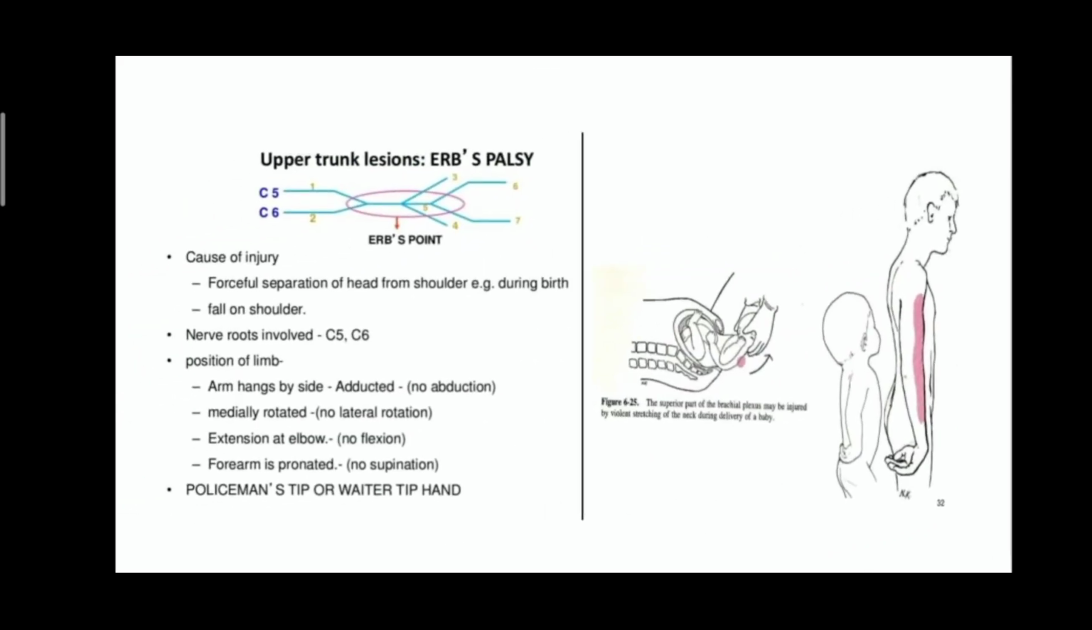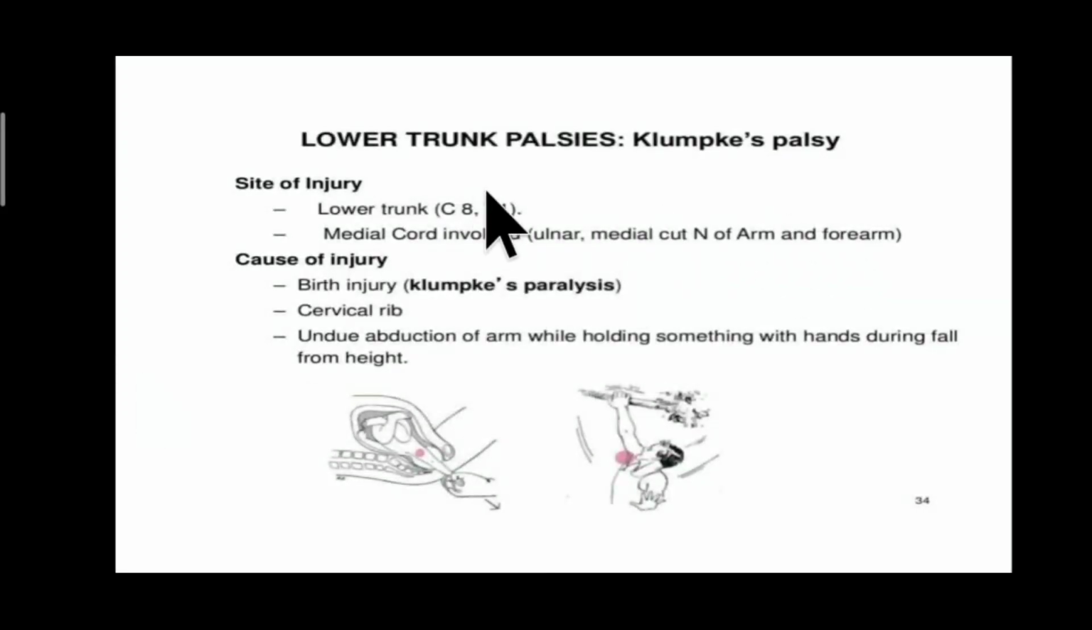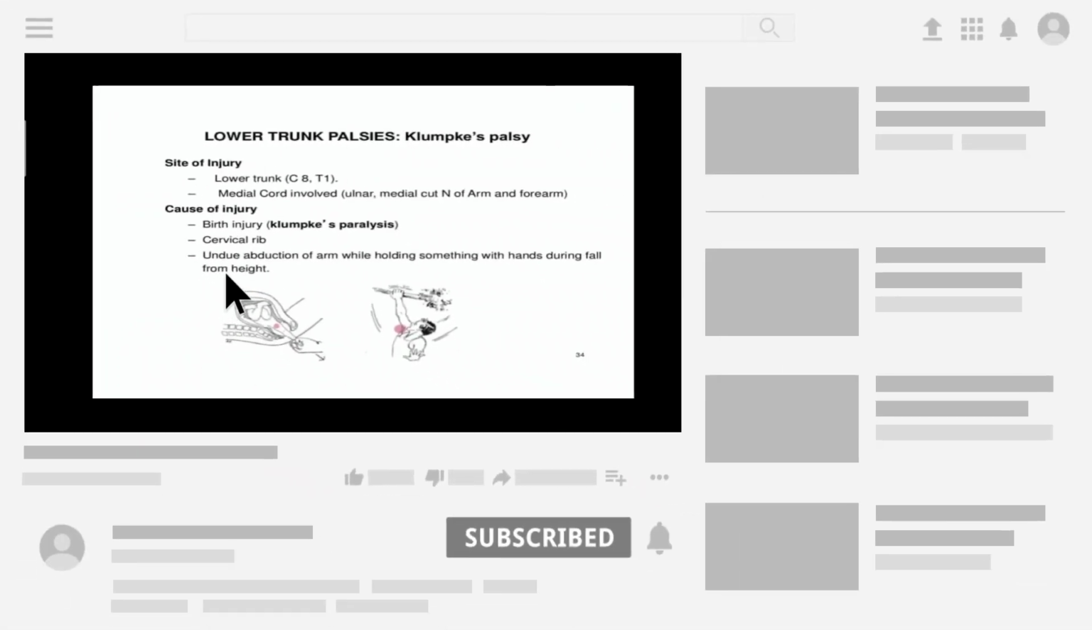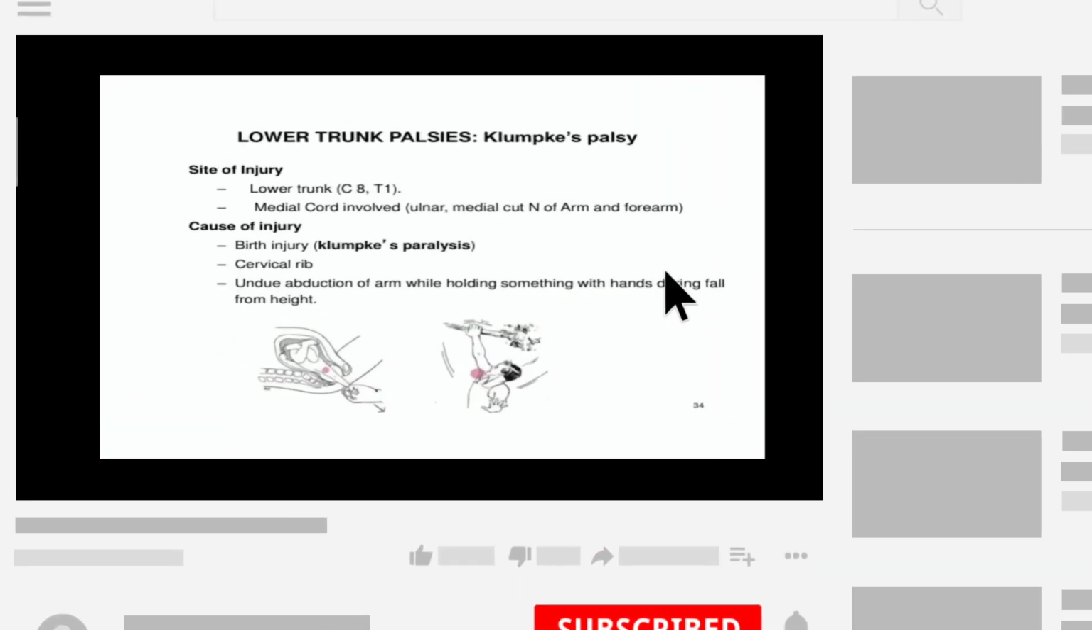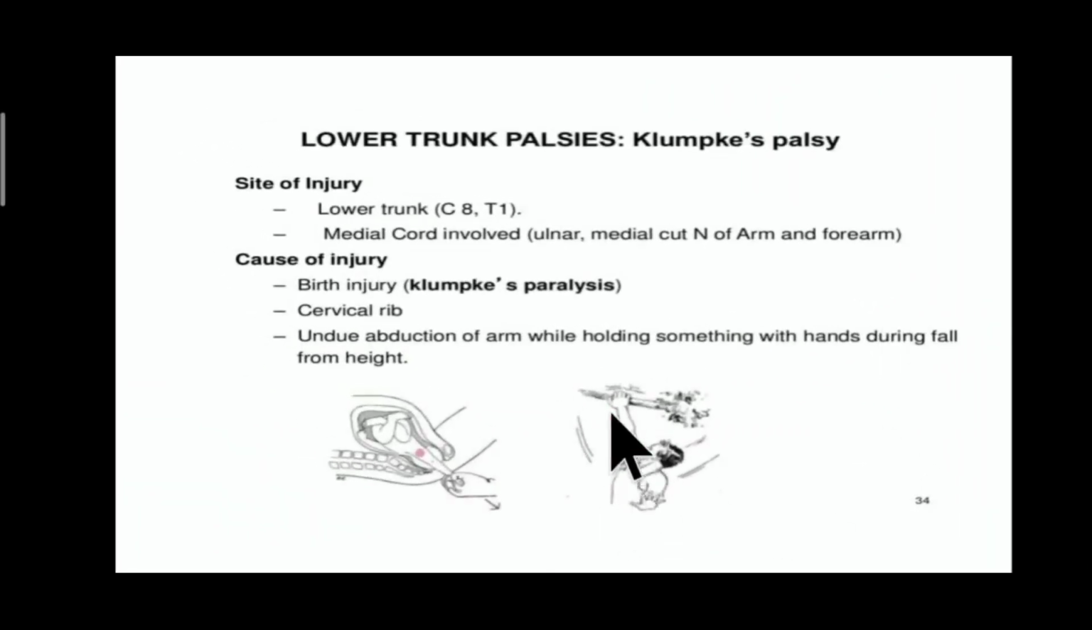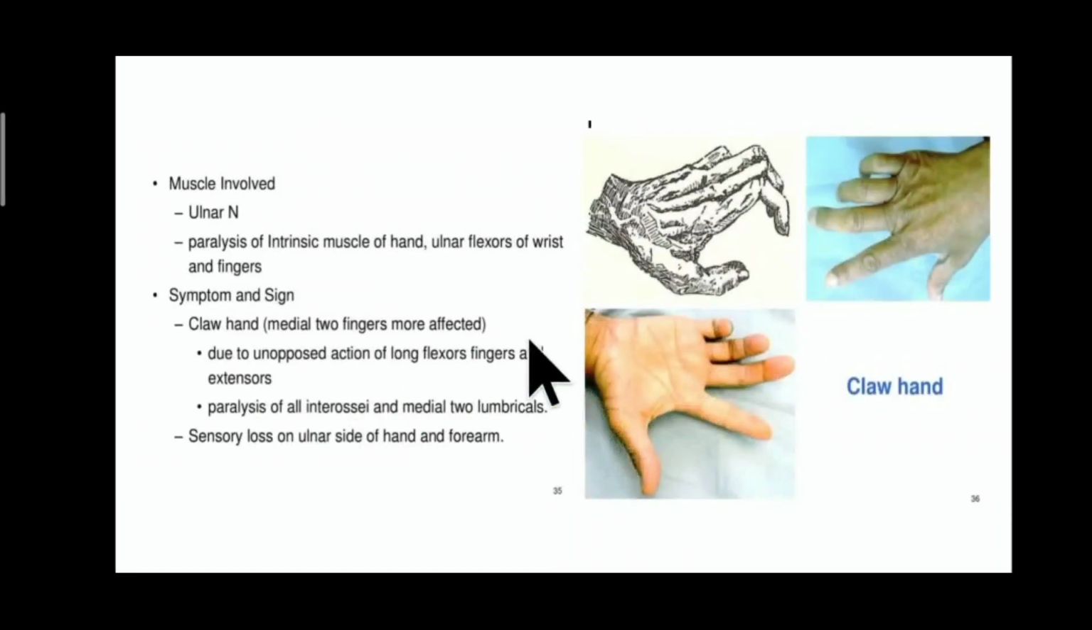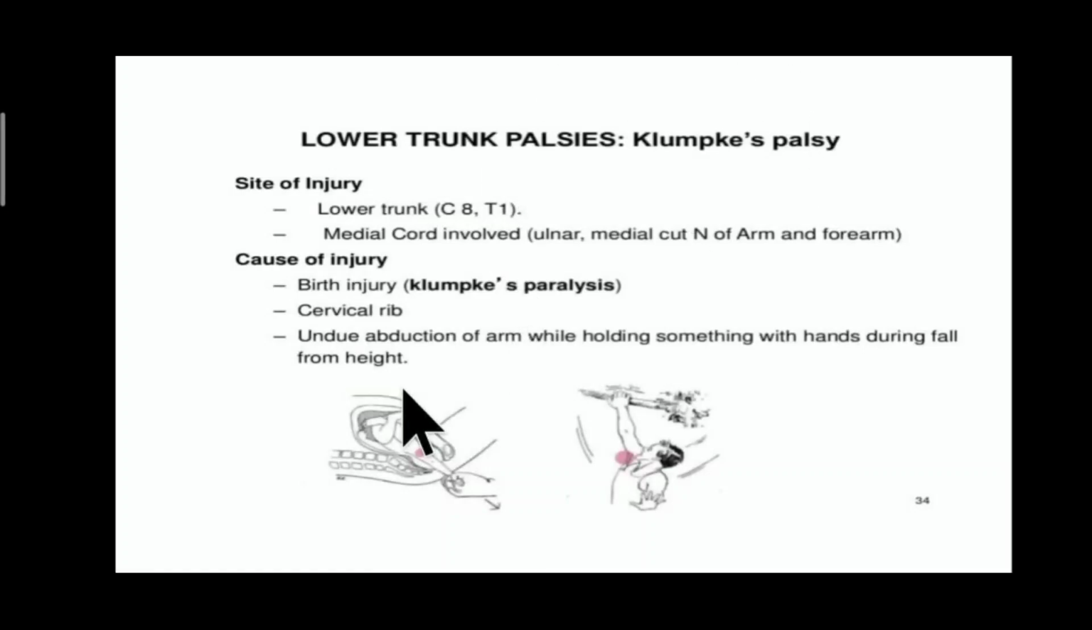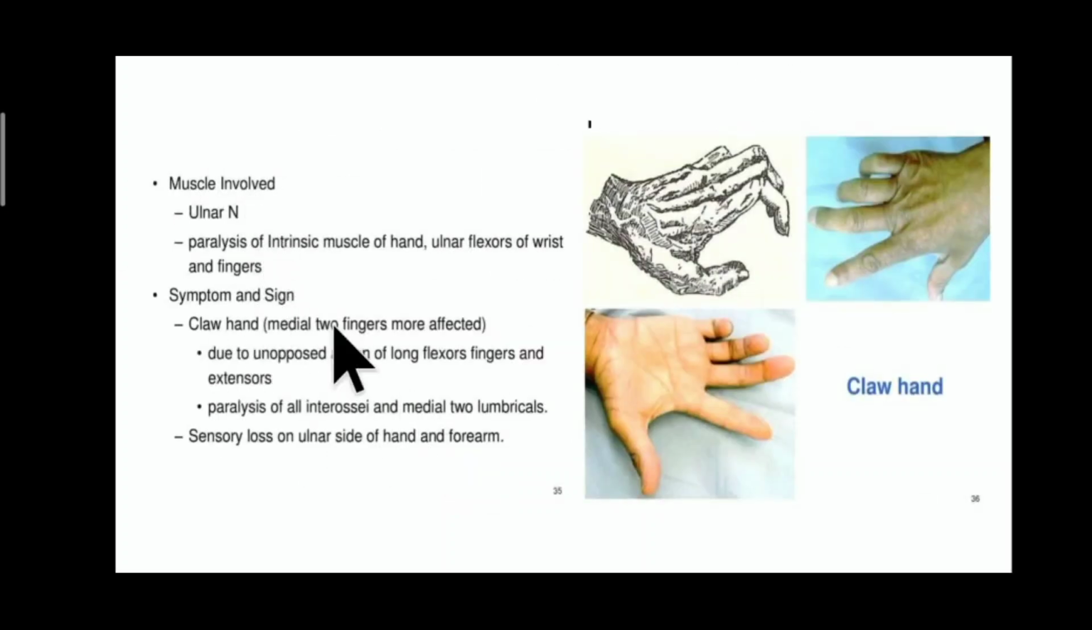Next, coming to another, that is Klumpke's palsy. This is due to lower trunk damage, and the site of injury is the lower trunk. The medial cord is also involved in this, and it is also caused by birth injury or damage due to a cervical rib. Here there is abduction of the arm while holding something with the hand. See here, he is holding something. Suddenly, when a sudden jerk happens at the lower trunk, it forms Klumpke's palsy, and the deformity is claw hand. Here this is the claw hand in the pic.